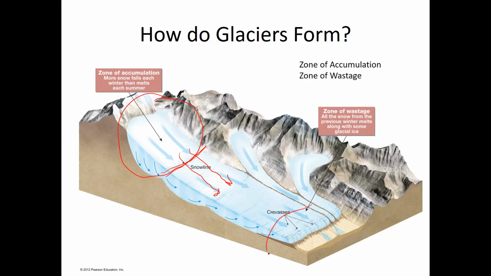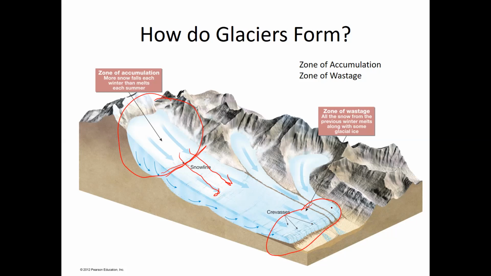And down here is the zone of wastage. This is where all the snow that falls in winter melts. Not only does that snow melt, but some of the ice either is melted or it breaks off. And so this is called the zone of wastage. Now, if the rate of addition of ice at the zone of accumulation is equal to the rate of subtraction of ice at the zone of wastage, then the glacier is stationary. It doesn't move.